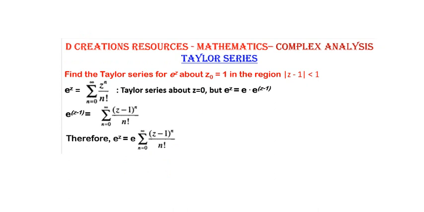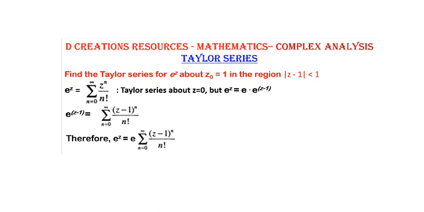Now similarly, there's one more question where you have to find the Taylor series for e raised to z about z0 equal to 1, in the region mod of z minus 1 less than 1. Now e raised to z is one of the most important functions, and the series expansion is what we usually begin with. It is summation n going from 0 to infinity of z raised to n upon n factorial. Now this is the Taylor series about z equal to 0.